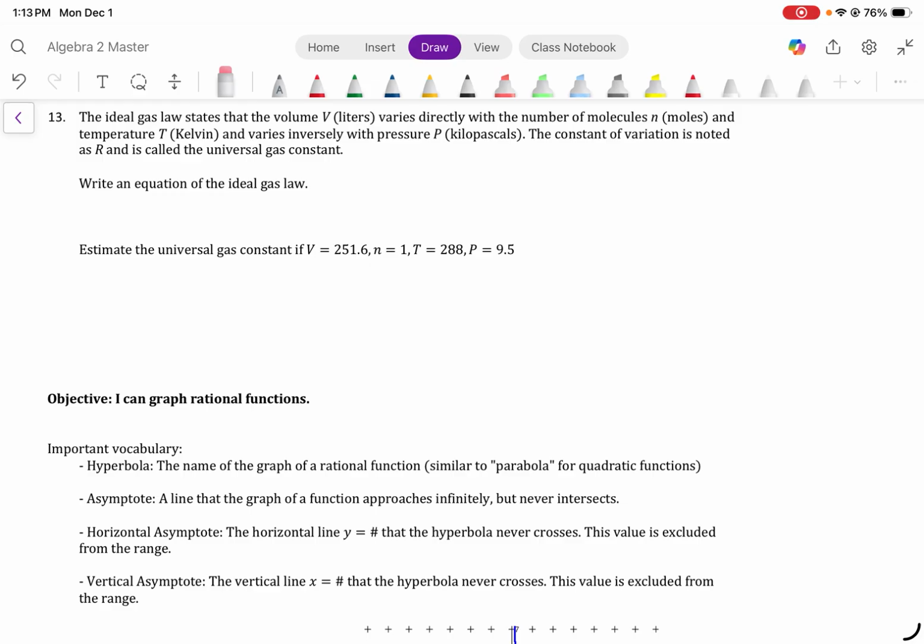It says write an equation of the ideal gas law and then estimate the universal gas constant. So we are basically going to be estimating our K value based off of some numbers.